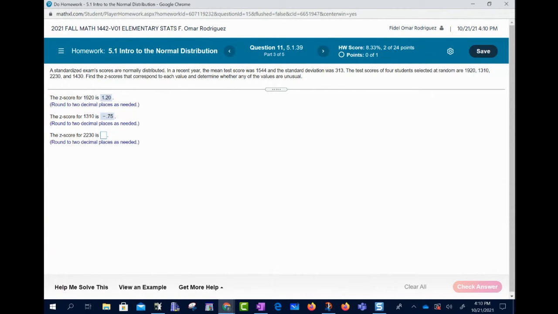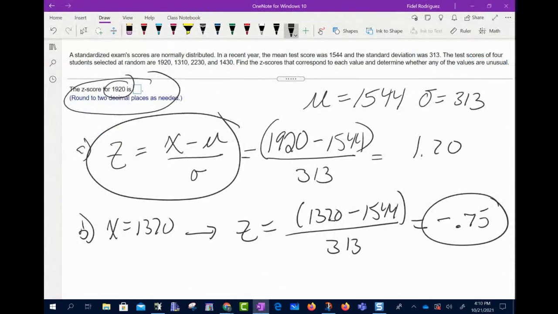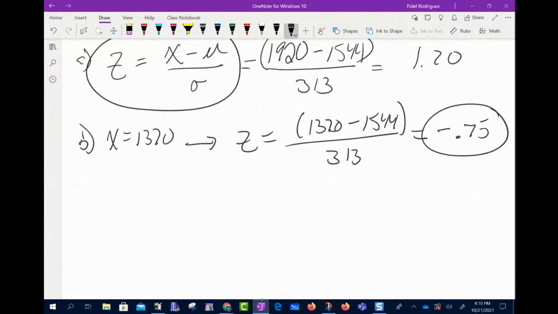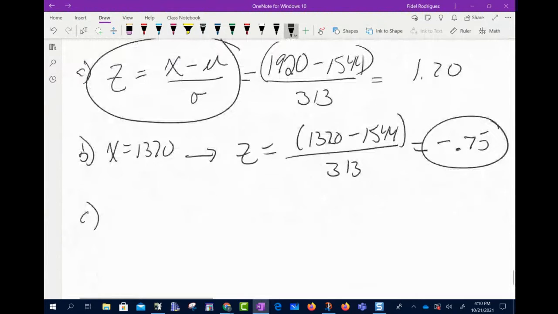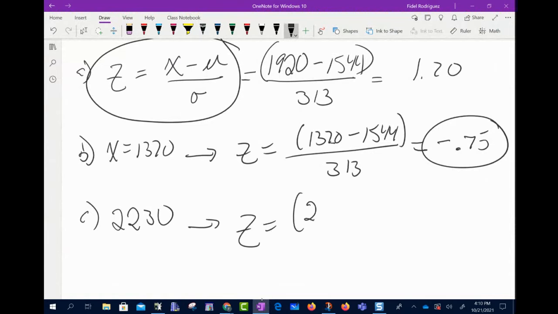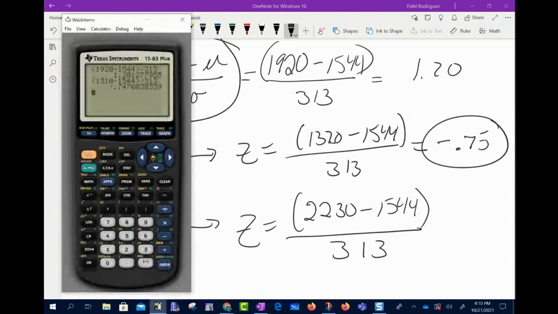So now the next one we have is 2230. So we're going to do the same thing that we did before. So for part C, we have 2230. Okay. So Z equals 2230 minus 1544 all over 313.